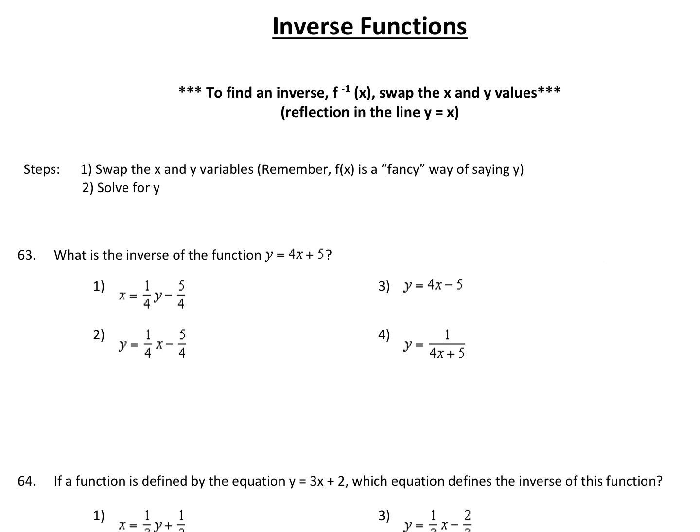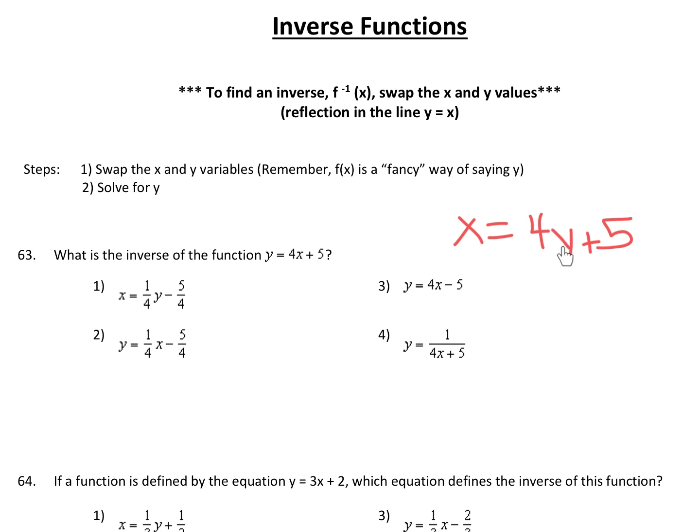Number 63 says, what is the inverse of the function y equals 4x plus 5? Well, to find an inverse, step one, we swap the x and y variables. So I'm going to change this y to an x, and I'm going to change this x to a y. So now it'll say x equals 4y plus 5. Then step two is we're going to solve for y. So we're going to get the y by itself in this equation.